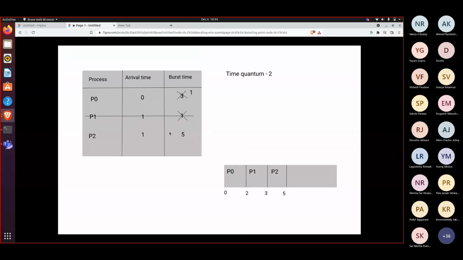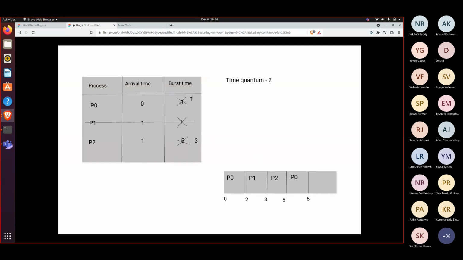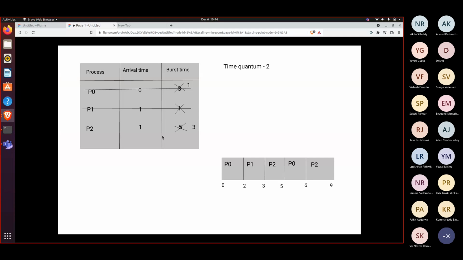Now the process P1 exits from the circular queue, or the ready queue, because it's completed. Now P2 takes the CPU. P2 runs for 2 units of time because its burst time is 5 units, and it is preempted because the time quantum is 2 units. Then P0 takes the CPU again. The remaining burst time that we need is 1, so P0 completes its process, and the only process remaining is P2.